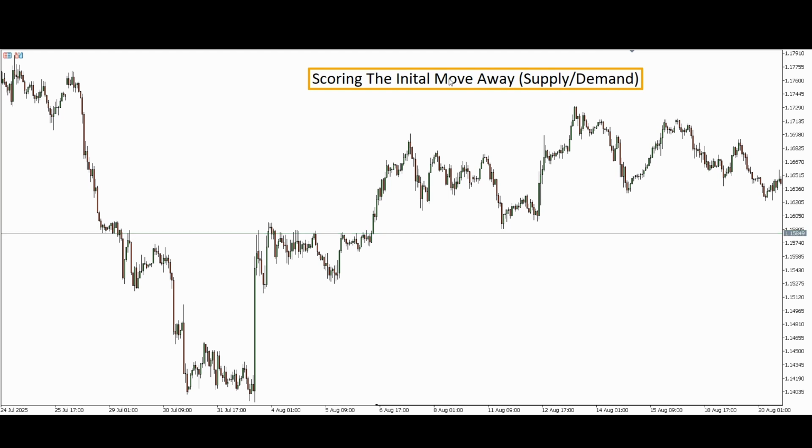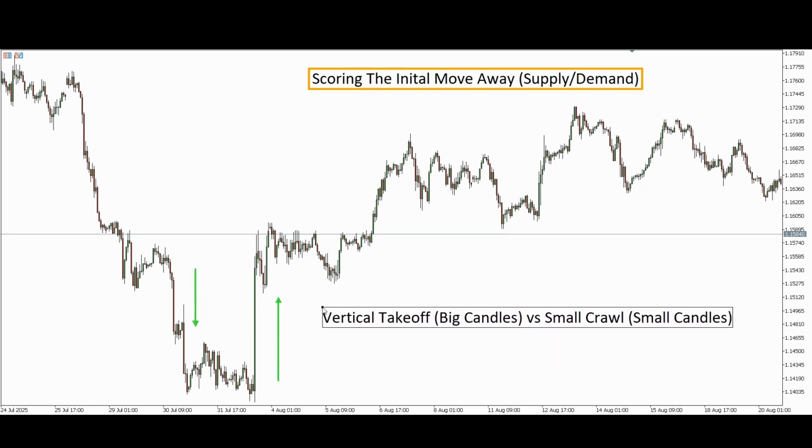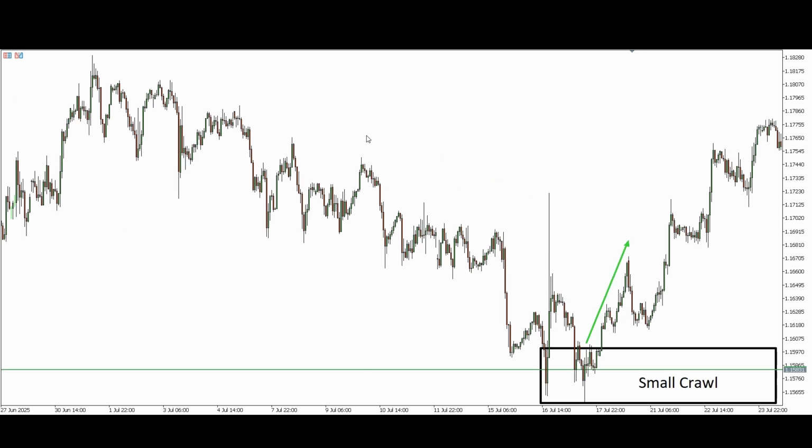This occurs when price leaves the zone aggressively with large consecutive candles of the same colour, covering a significant distance without any major pullbacks or small candles showing hesitation. A vertical takeoff indicates a high degree of urgency from the institutions, meaning they filled their orders and immediately drove price far away. This leaves behind a lot of unfilled orders, making the zone very strong.